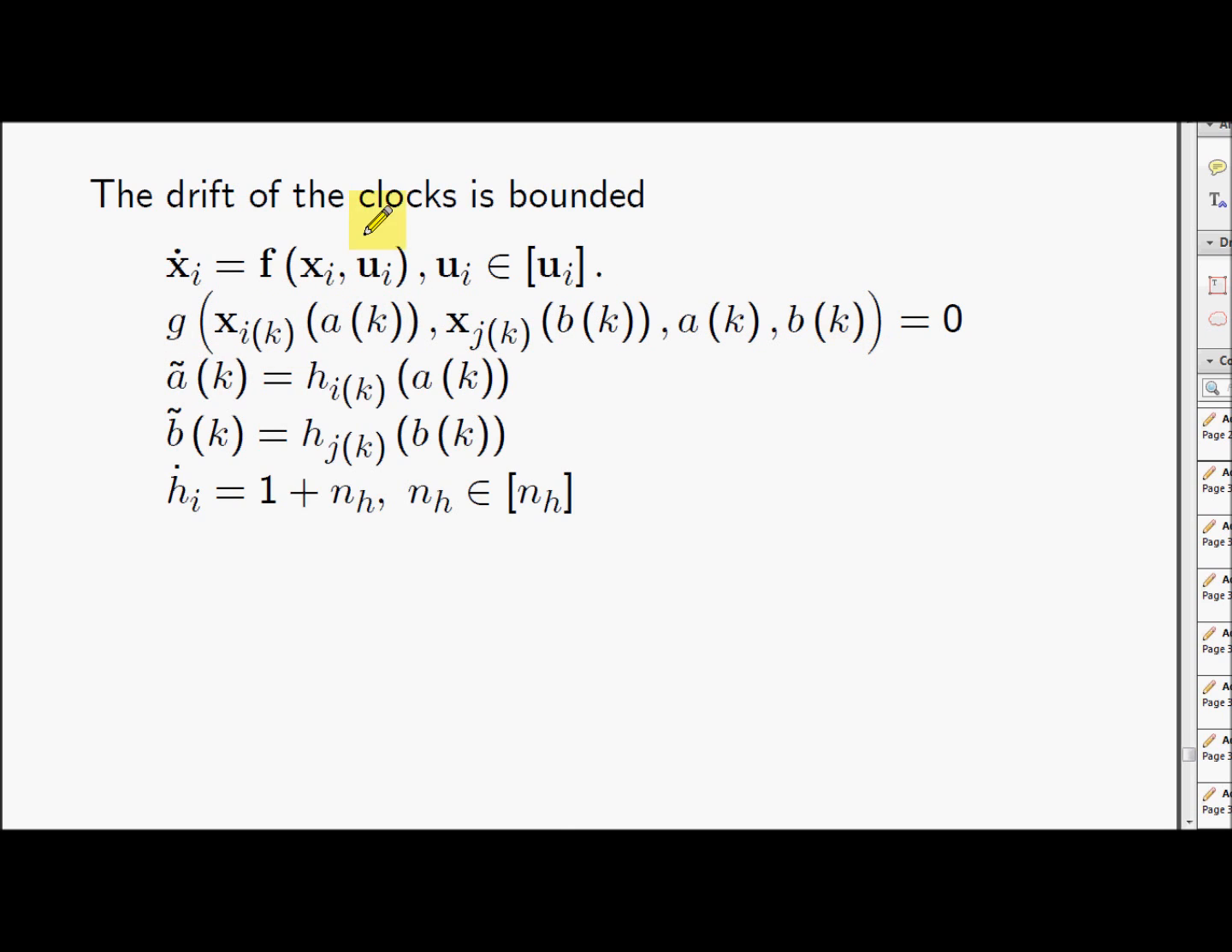I can read my clock for the robot number I and J, but this equation will also tell me that the derivative of h is 1, more or less a small error, and this error is bounded. This is why I say that the drift of the clock is bounded. So let me come back to my function h.